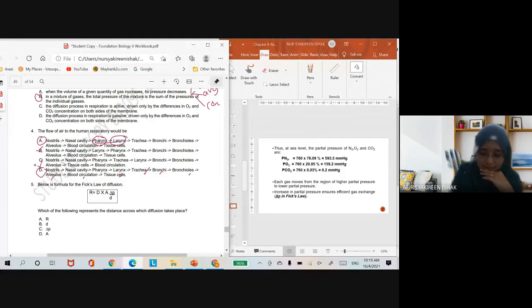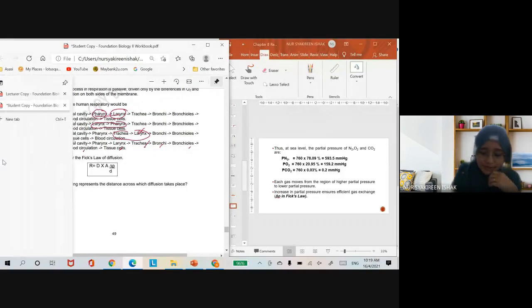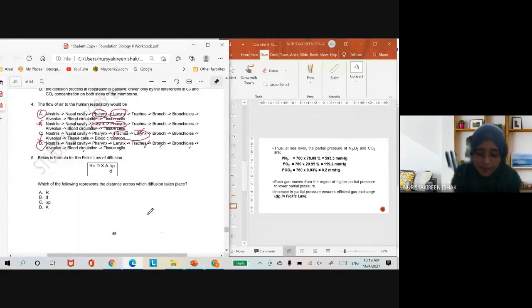Okay, B and C salah lah. B and C dia punya turutan yang kat sini terbalik. Okay, C pun salah juga, sebab dia pergi trachea dulu baru larynx. Okay, salah. Okay. So below is the formula for the Fick's law of diffusion.